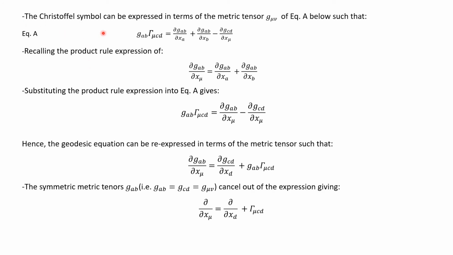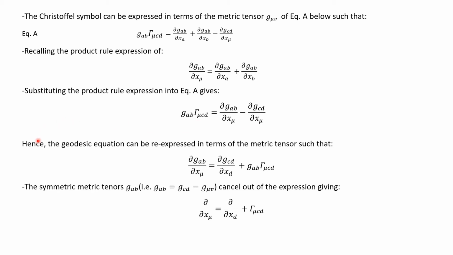The Christoffel symbol can be expressed in terms of the metric tensor of equation A. This is equation A, such that, as we see here, recalling the product rule of expression. So we recall the product rule again of this derivative mentioned earlier. Substituting the product rule expression into equation A, substituting this into this, in other words, gives this expression here.